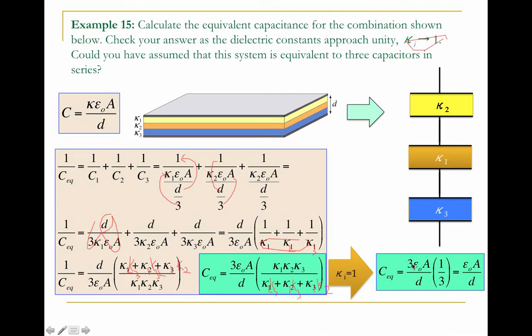So this will be 3, and this will be 3. So what does that mean? That means when kappa goes to 1, it's just like you have air in between them and you don't have these dielectric materials at all. That means simply the combination will be the initial capacitance, which is epsilon A over D. And that's what we end up getting.